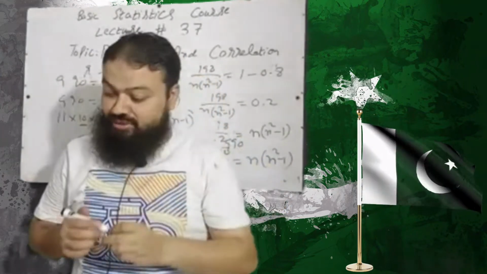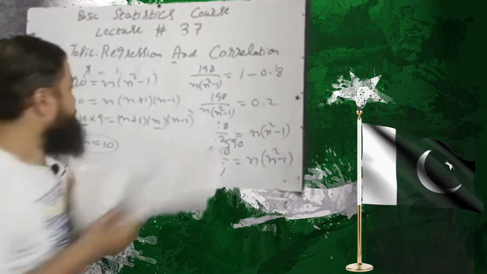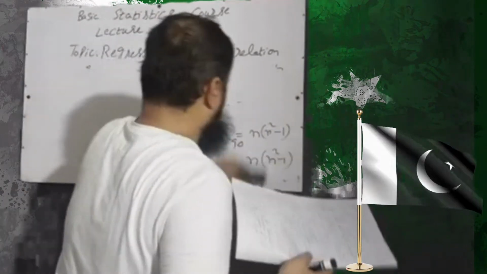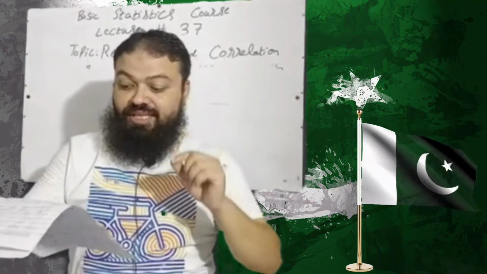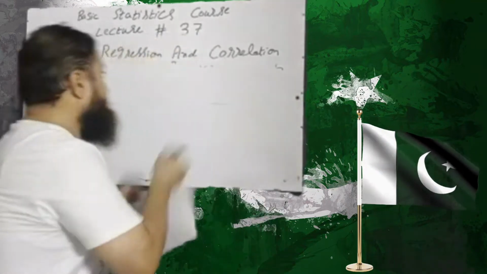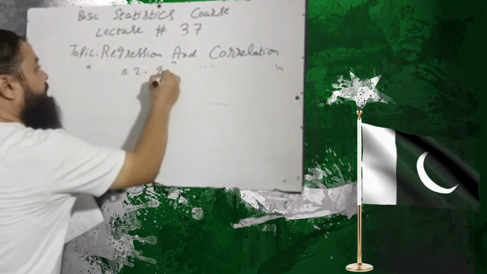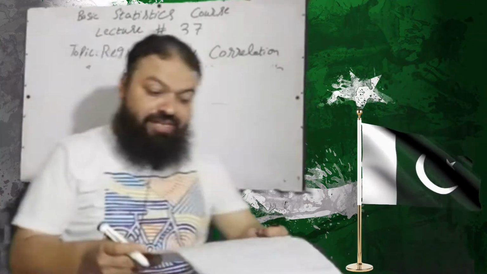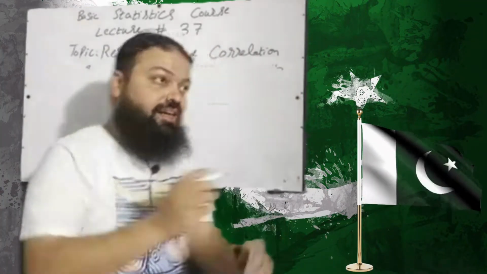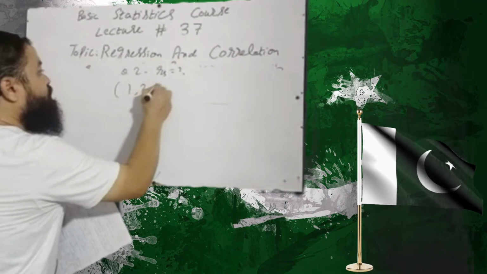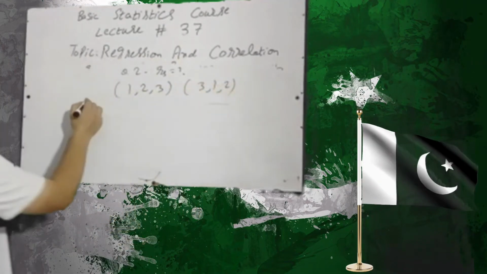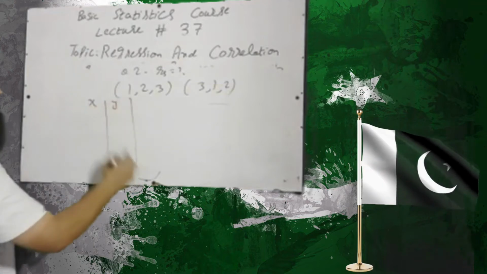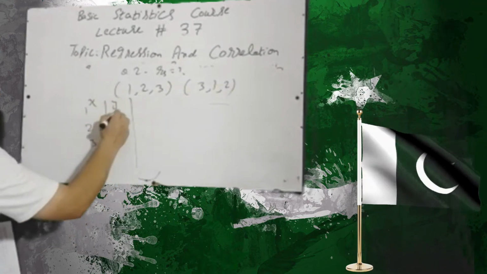A very important question. Now question number 2: what is the Spearman's rank correlation coefficient? We are to find R when the ranks of the two series are 1, 2, 3 and 3, 1, 2. I will have to make x and y: 1, 2, 3 and 3, 1, 2.